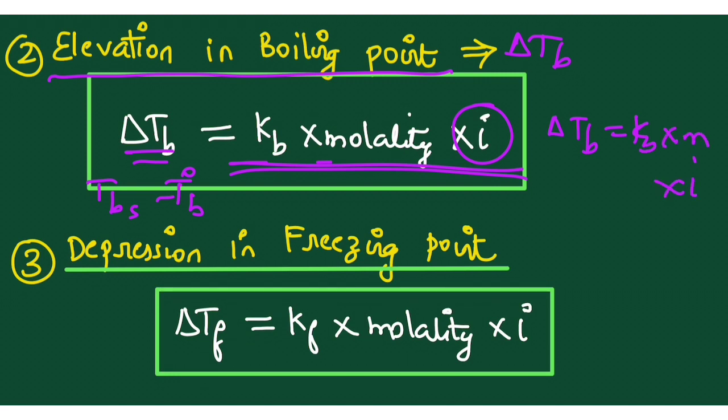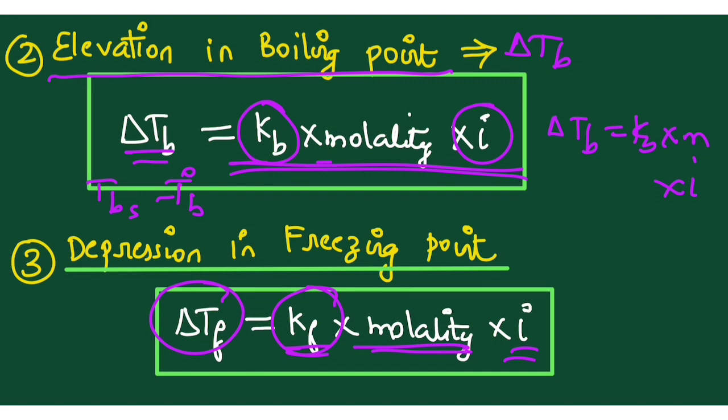Okay, and accordingly depression in freezing point, basically the freezing point of the solution is less than the pure solvent. So ΔTb is Kb into molality into i, where Kb is your ebullioscopic constant or molal elevation constant. It will be provided to you. It depends upon the particular solvent. And Kf is your cryoscopic constant or the molal depression constant. It will also be given to you as it is dependent on the solvent.